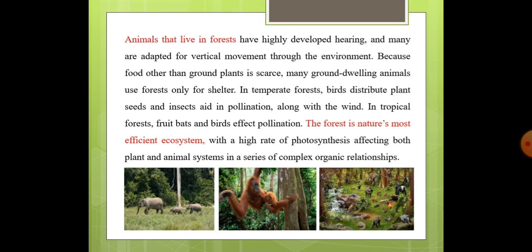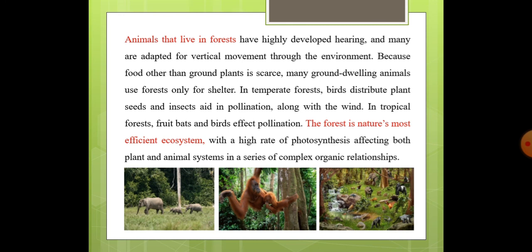Animals that live in forest have highly developed hearing, and many are adapted for vertical movement through the environment. As I have told you, every stratification of the forest is used by different animals. Now, in temperate forest, birds distribute plant seeds and insects aid in pollination along with the wind. As I have told you, there's no need to grow a forest. The forest grows on its own. How does it grow on its own? Because the biotic and abiotic conditions are interdependent upon one another.